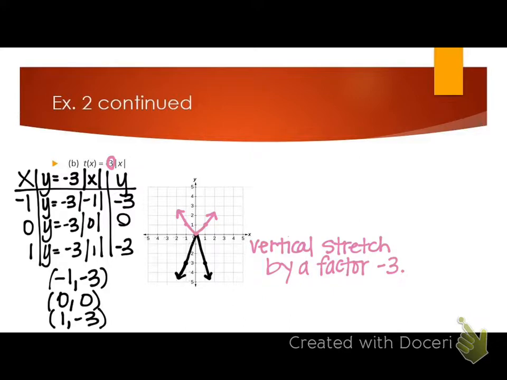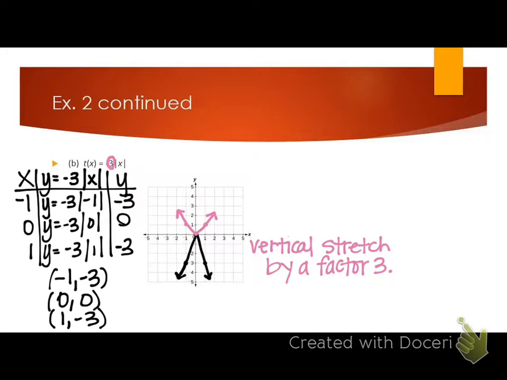Okay, but here's the question. Is the factor negative 3 or is the factor just 3? All right, the factor is just 3 because the negative tells me something else. The negative tells me about a different type of transformation. So this one is right. You guys were almost right, but it was a factor of 3. What does the negative tell me?